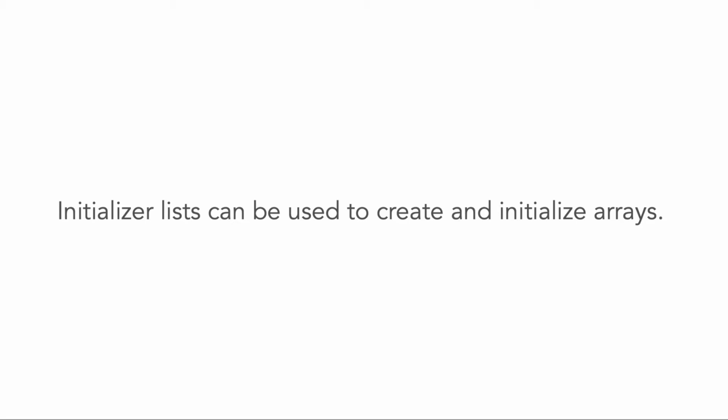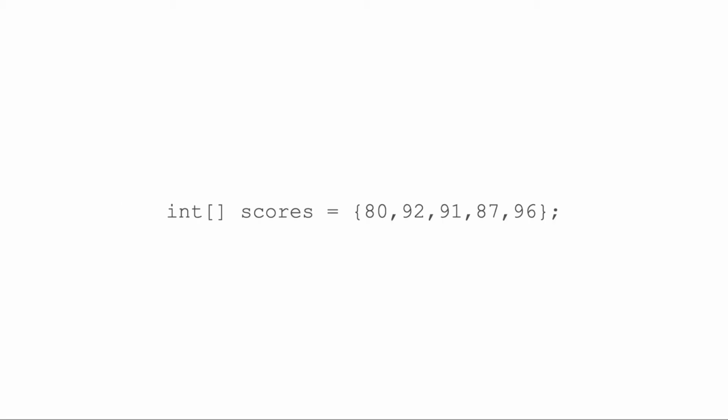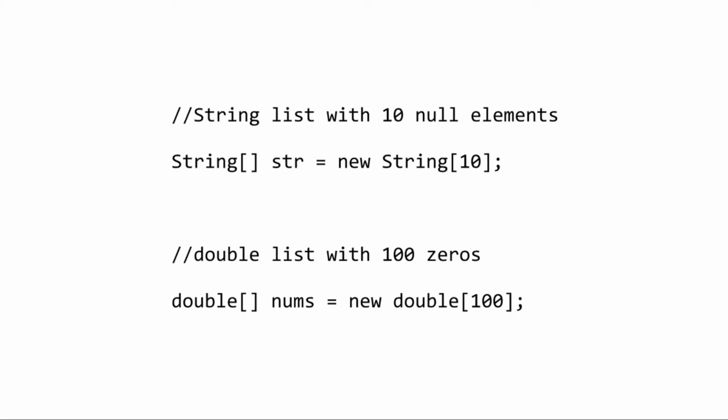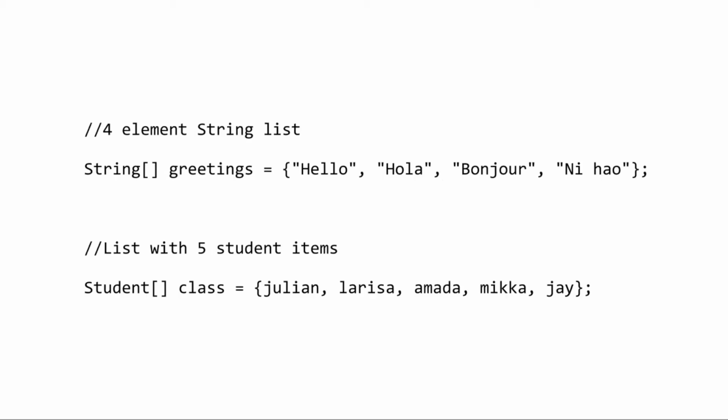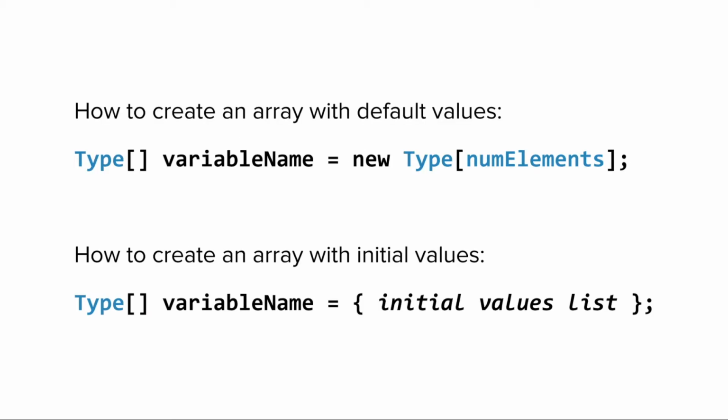Initializer lists can also be used when creating and initializing arrays. You can construct an array using initial set values. Notice the absence of the keyword new. You simply assign the array with initial values within curly braces. Here are some examples of default value arrays. Here are examples of arrays that have initial set values. In summary, this is how you create arrays of any type.